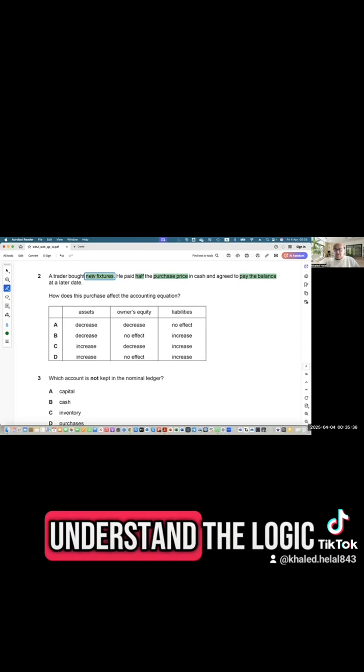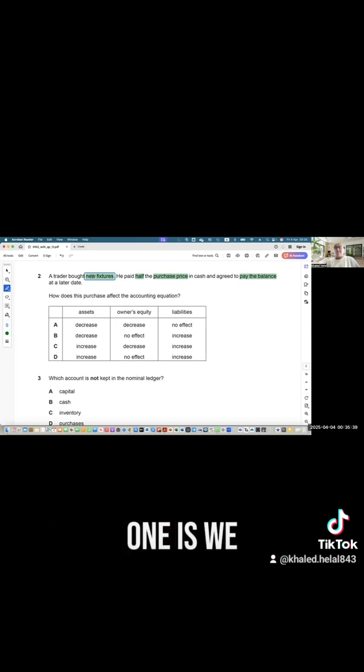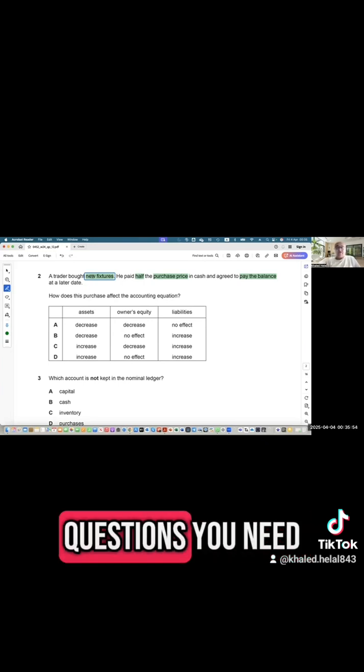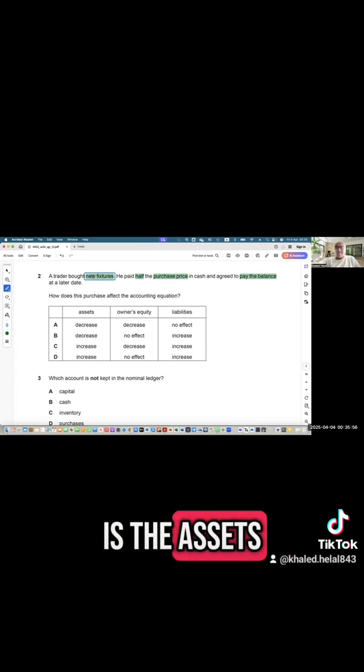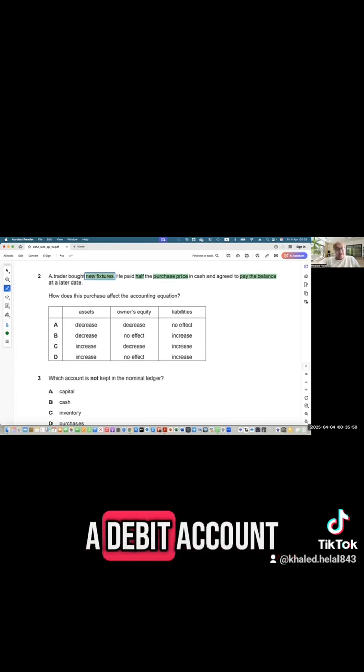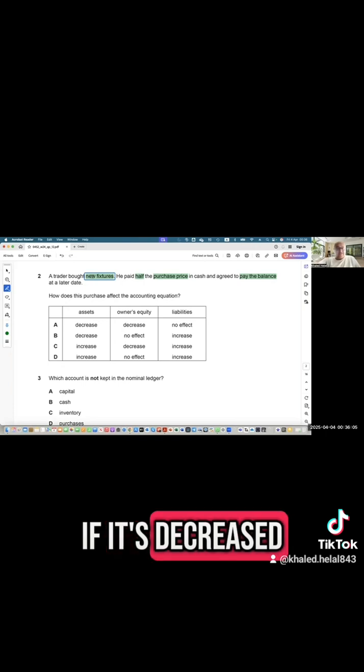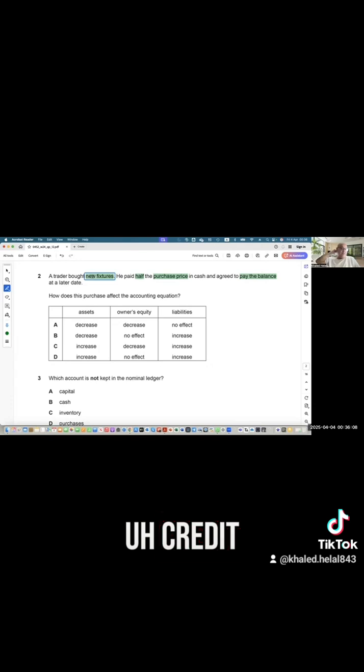So do you understand the logic I'm going through? One, we identify the item, new fixture, it's an asset, a non-current asset. So we bought it, it's become a new item in our assets, so our assets increase. One of the questions you need to ask yourself as well is: is the asset a debit or a credit account? The asset is a debit account. So once it's increased, it stays in the debit. If it's decreased, it goes to the credit. But at the moment, all we're interested in is the new fixture, when it came in, it increased the assets.